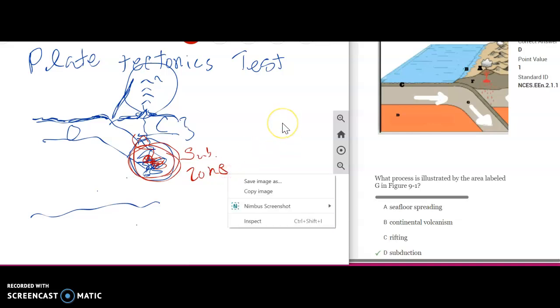So if you're looking at this one, the answer choices are A, seafloor spreading, so that's not the process at all. B, continental volcanism, that would be over in this region again. Okay. And C, rifting, again, that would be divergent, so it wouldn't be that. And subduction is what we actually call this, subduction. So the answer there is D.